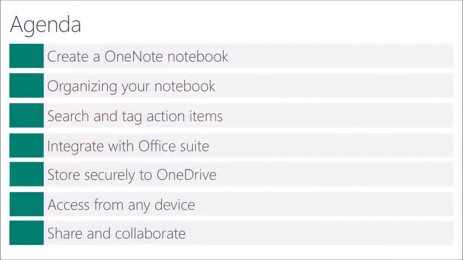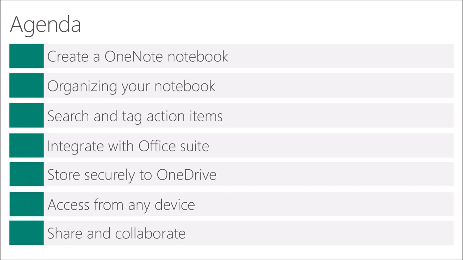So what we're going to talk to you about today is creating a brand new OneNote notebook. Starting from fresh, we're going to open a brand new one, and then from there, we're going to talk about how we can organize it to match our lifestyle. From there, we're going to talk about how we can search and tag action items. So things that we put within our OneNote notebook, we're going to actually action those so I can make them available for me later on to go through and check off and get that satisfaction of marking off my action items.